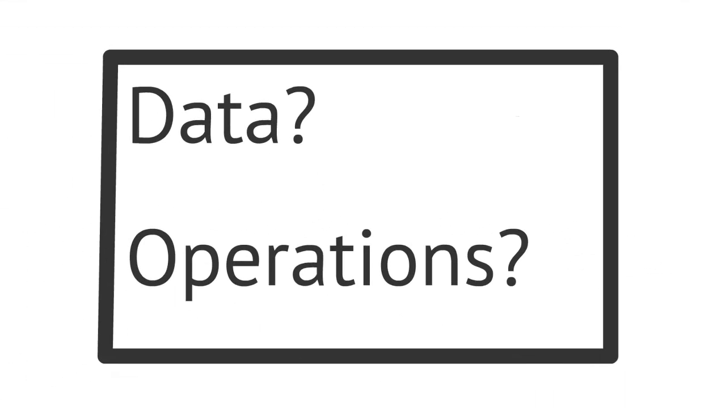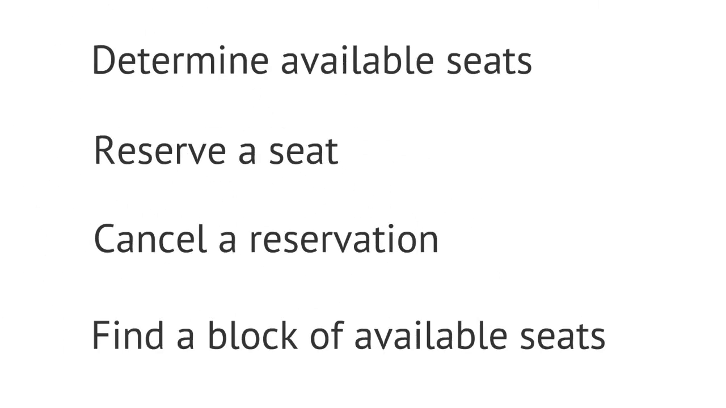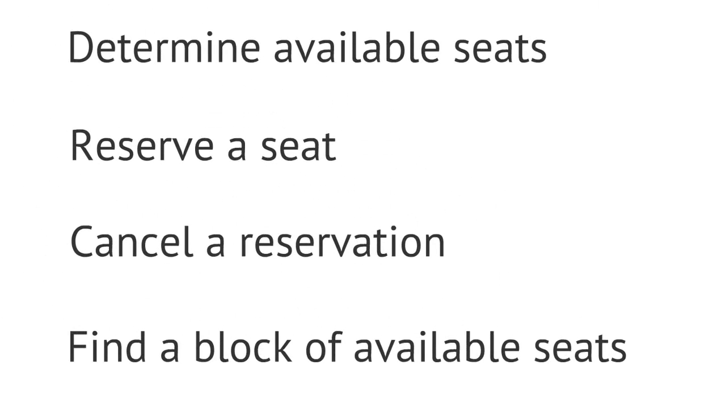And the other piece is the operations. The operations associated with this reservation system may be to determine the availability of the seats, to reserve a seat, to cancel a reservation for a specific seat or maybe a set of seats, or to find a block of available seats. So if you wanted to reserve 4 or 5 adjacent seats for your whole family or for your friends or for your business or whatever it may be, you could do that. So these would be the associated operations.